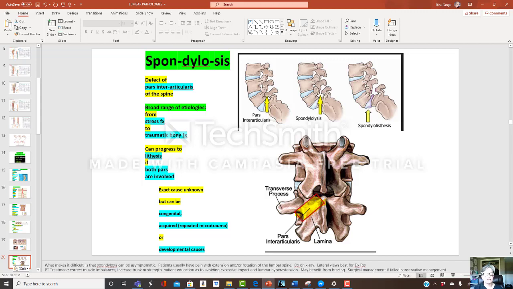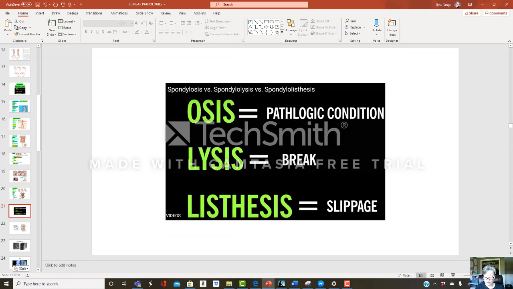Spondylolysis, a defect of the pars interarticularis of the spine. Broad range of etiology, stress fracture to traumatic bone fracture. Can progress to lithesis if both pars are involved on both sides. Exact known cause can be congenital, acquired from repeated microtrauma, or developmental causes. Again, lysis is a break, lithesis is a slippage, osis is a pathologic condition.